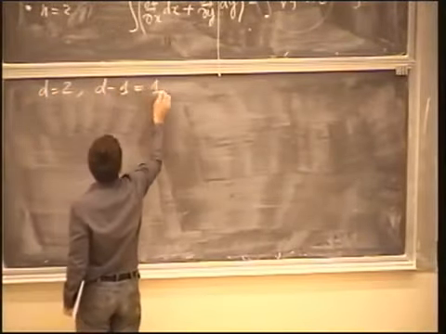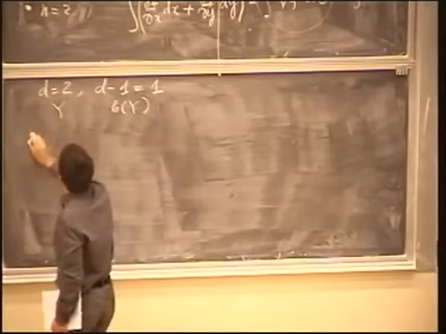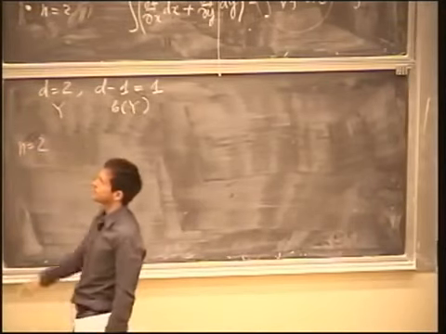So in this case, d minus 1 is 1. The domain has dimension 2. The boundary has dimension 1. And let's look at the case when n is equal to 2 first. That's the case of Green's theorem, which is the upper corner over there.